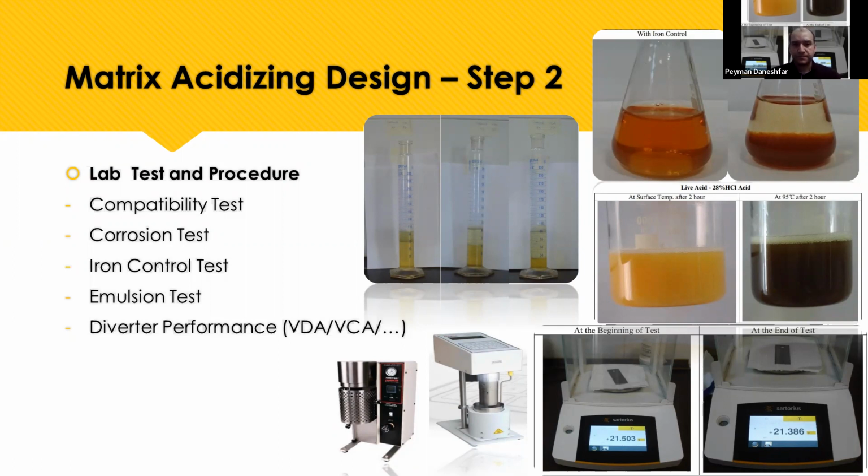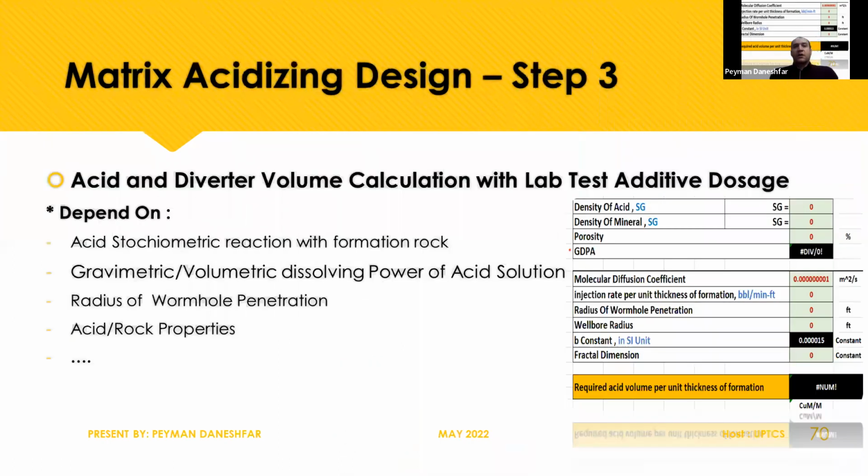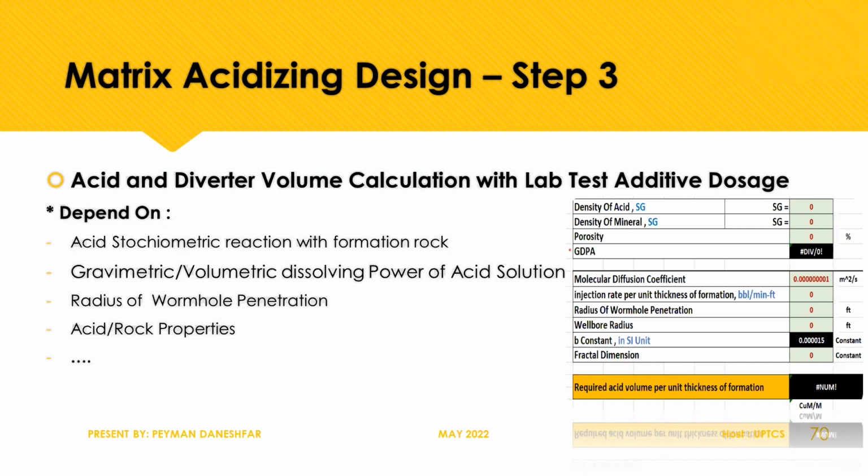Another step is to calculate the volume of the acid. If you remember, I told you before that the reaction rate and the reaction product are important for us. The stoichiometry number, the gravimetric or volumetric dissolving power, is important for us to calculate the volume of the acid that we want to inject into a well.